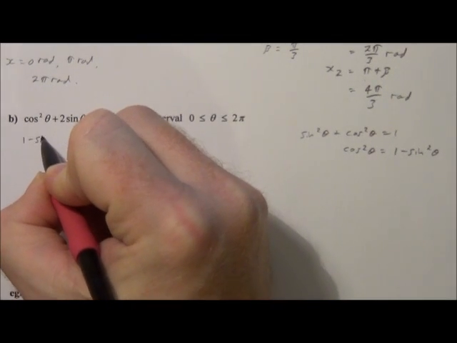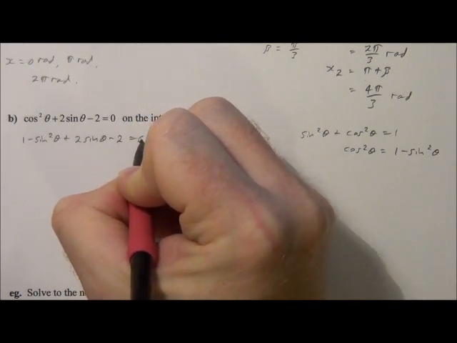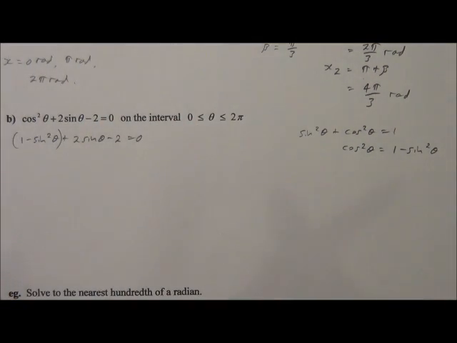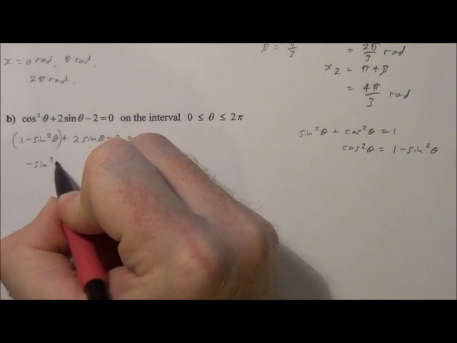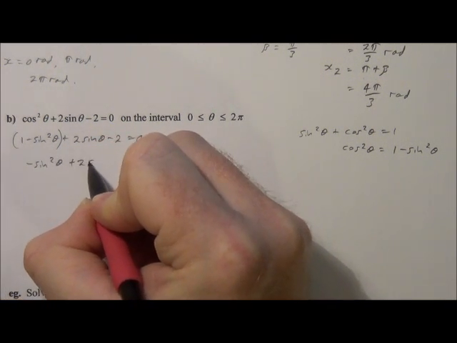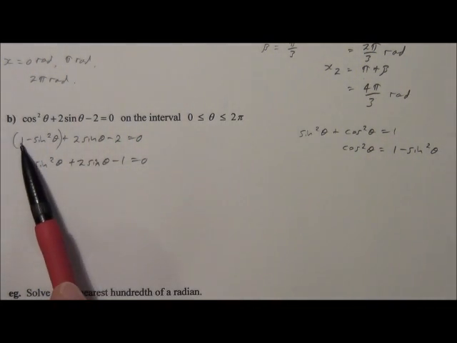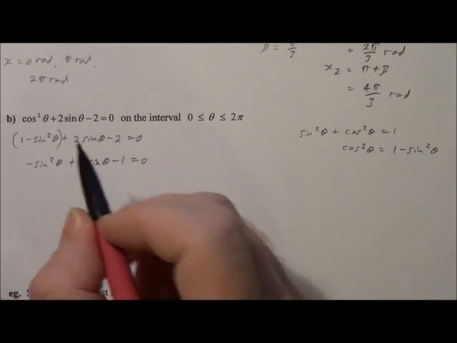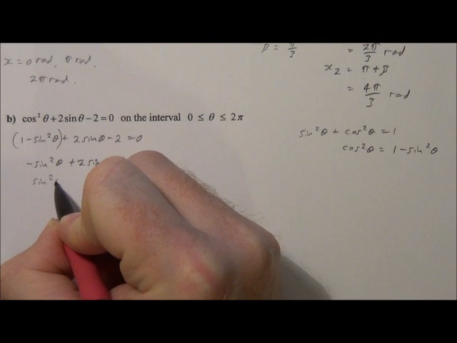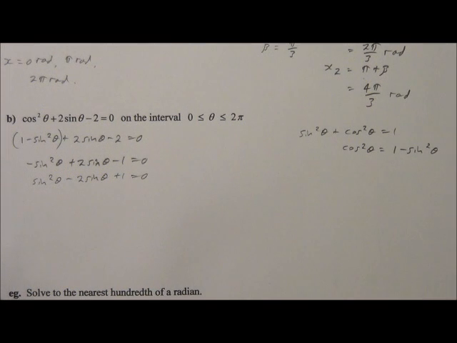So we get 1 minus sine squared theta plus 2 sine theta minus 2 equals 0, and I'll put this in brackets just to identify that it came from the substitution. Then we'll simplify this a little bit. So we get negative sine squared theta plus 2 sine theta minus 1 equals 0, because I added 1 to negative 2 to get negative 1. Then I'll multiply through by negative 1 to clear out the negative from the front. So we get sine squared theta minus 2 sine theta plus 1 equals 0.